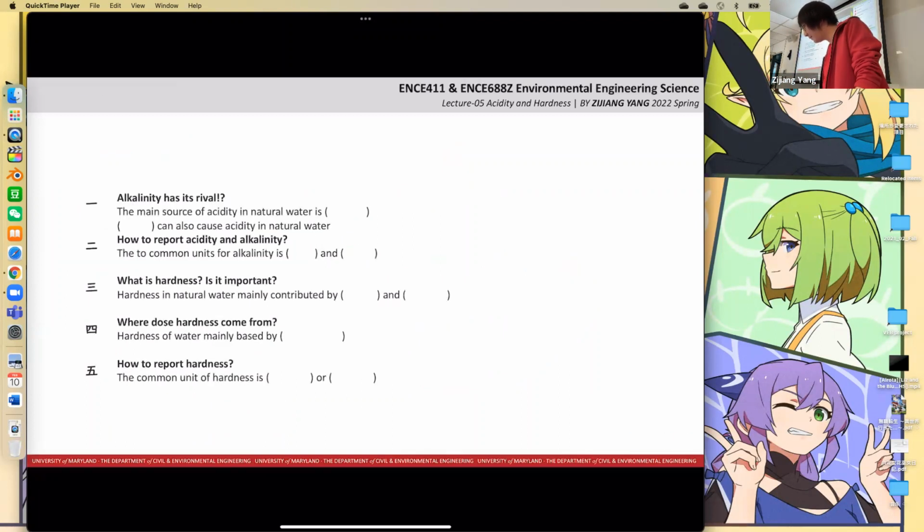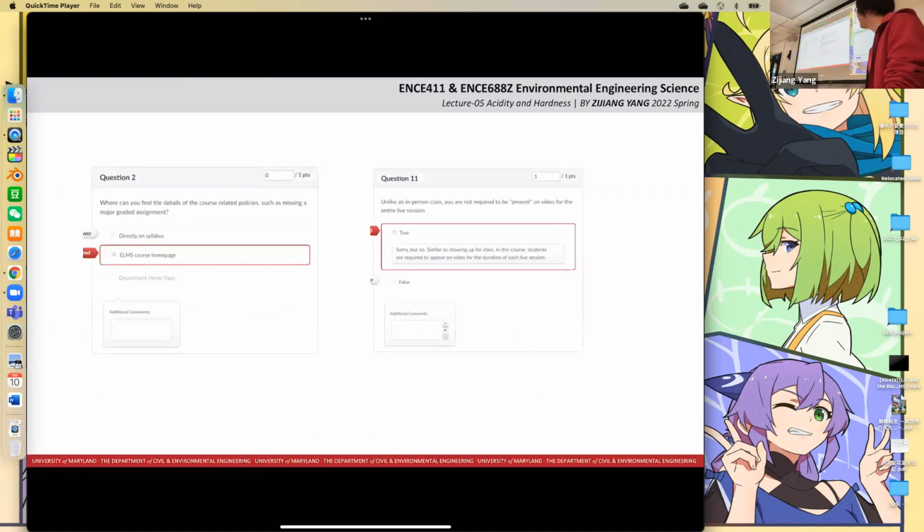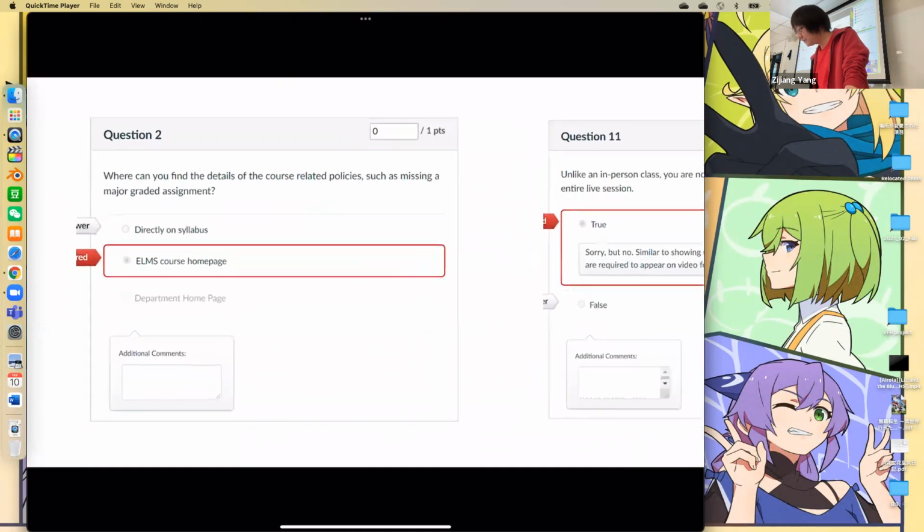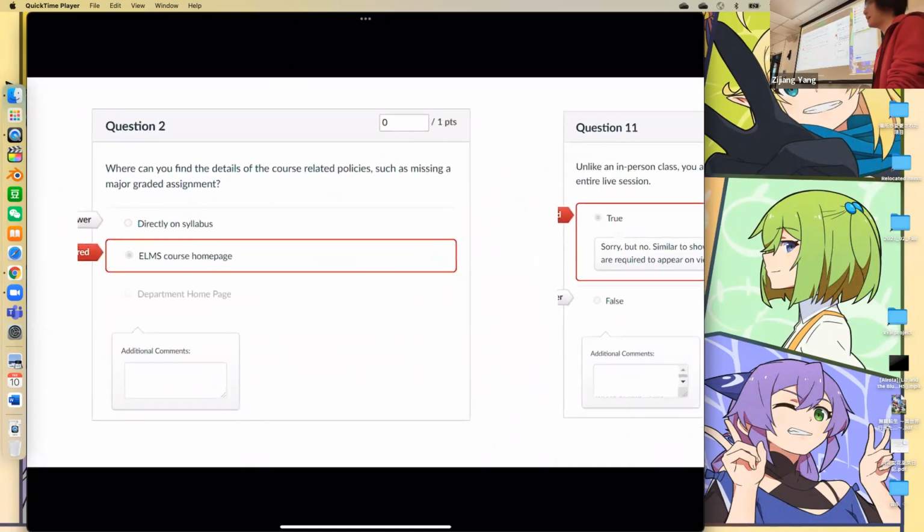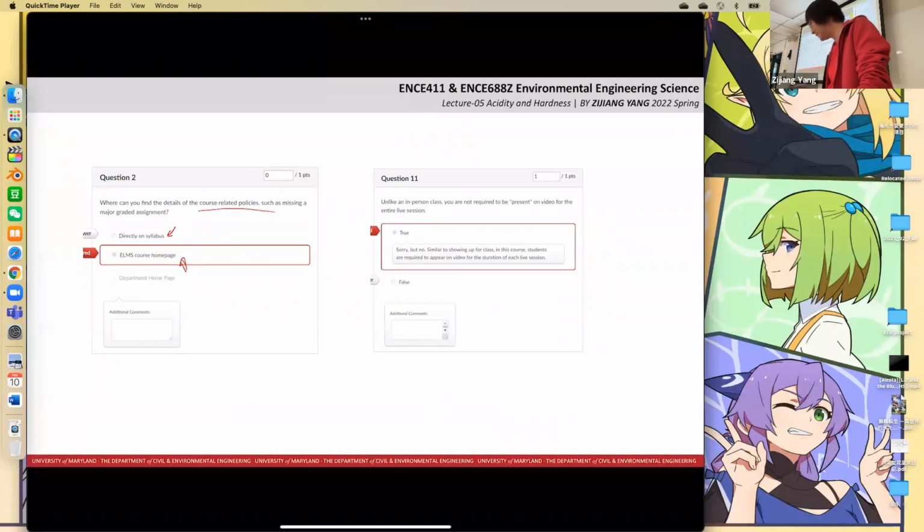And here is a summary. But at the end, I would like to talk a little bit more about the quizzes that we have done. For the first one, this is a common mistake. Where can you find the details of course-related policies? I think many of you choose this one. I'm not sure, but I think I only posted this on the syllabus. I didn't post this on the ELM homepage. But if you can find it, just let me know.